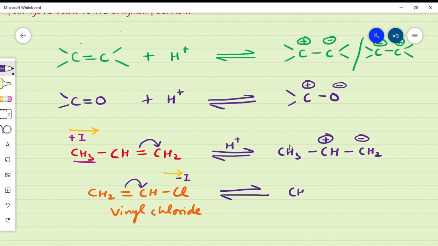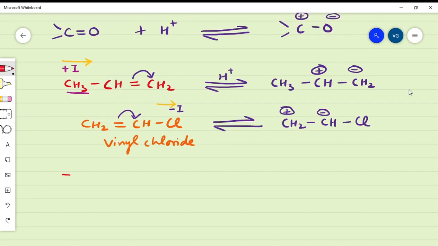So here the middle carbon acquires negative charge and the first carbon acquires positive charge. What is the conclusion? Conclusion is this: if a plus I effect or minus I effect carrying group is attached to a compound having a multiple bond, then the direction of electromagnetic effect is the same as that of inductive effect. I hope it is clear to you.